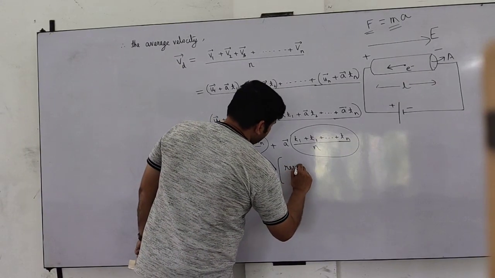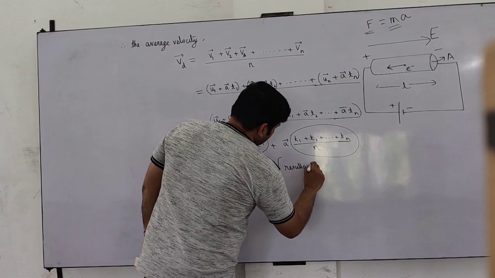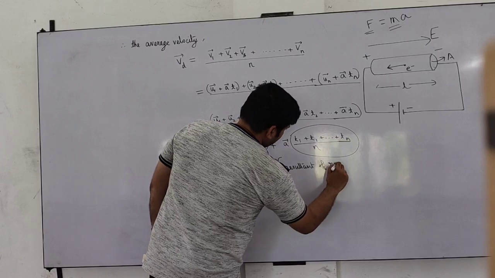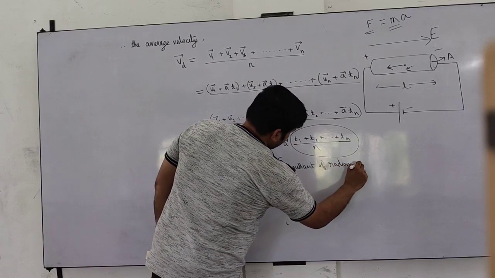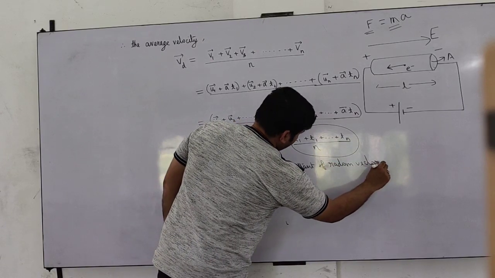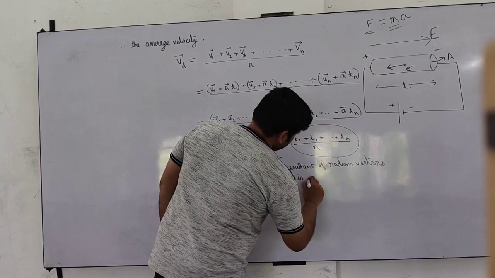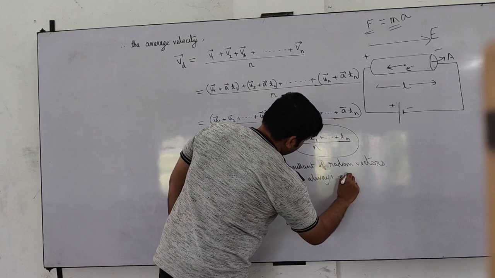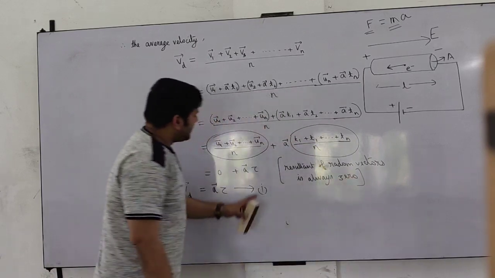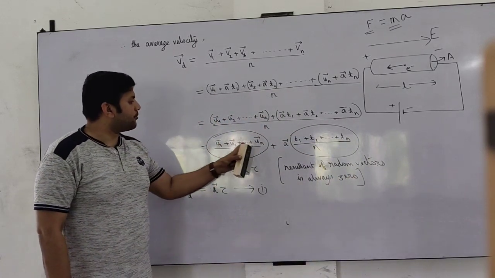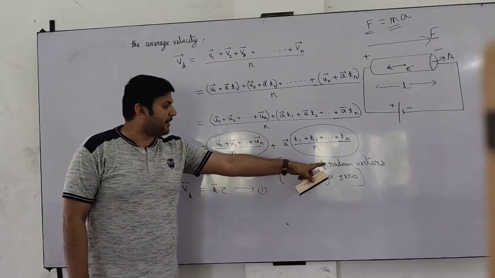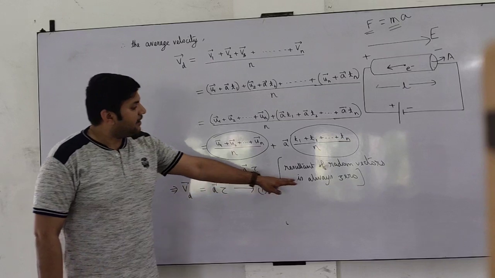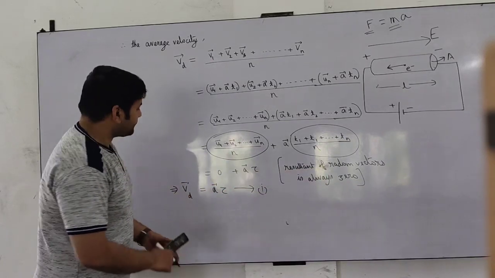Here, the resultant of random vectors is always 0. This is the resultant of u1 plus u2 and so on. So the resultant of random vectors, that is, these random velocities, is always 0.